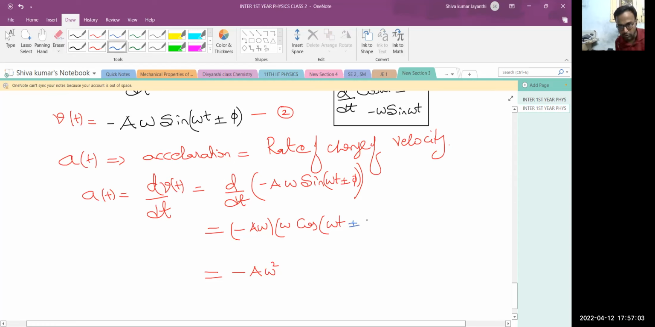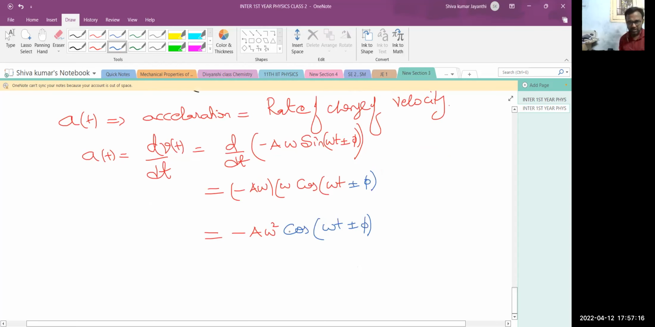Plus or minus 5. So minus a omega square cos omega t plus or minus 5. If you look at this acceleration function, what do you observe?